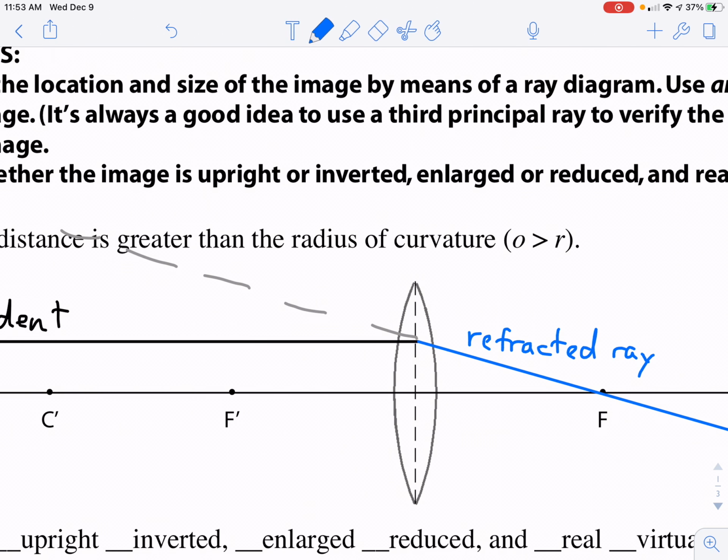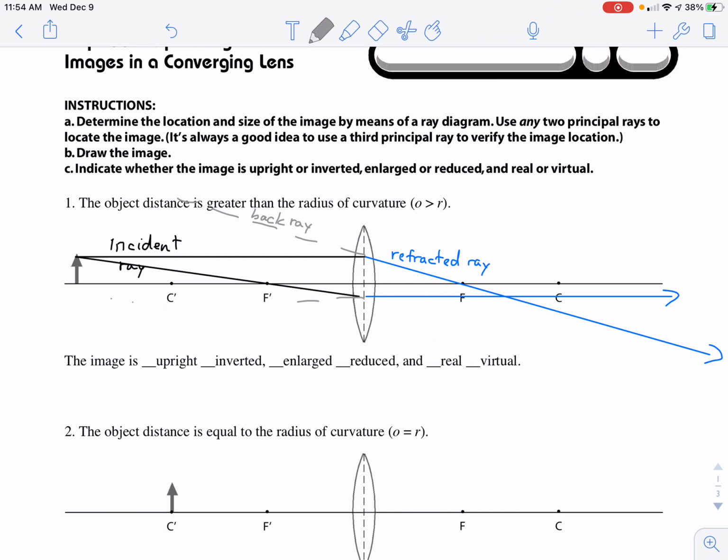Ray number 2 is the converse of ray number 1. If ray number 1 goes parallel and then refracts through a focal point, the converse of that statement would be to go through the focal point and refract parallel. So that would mean we are going from the object located over here through the near side focal point that's unused. And as soon as we get to the lens, we then refract parallel, just like that. Remember to draw the back rays from your refracted rays.